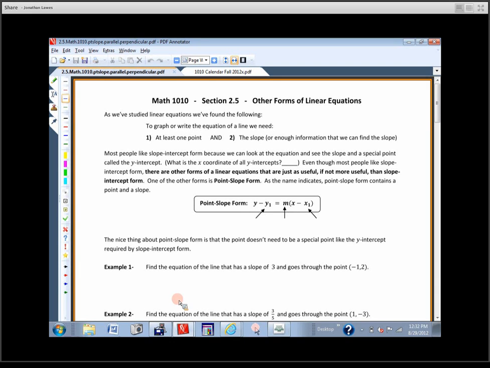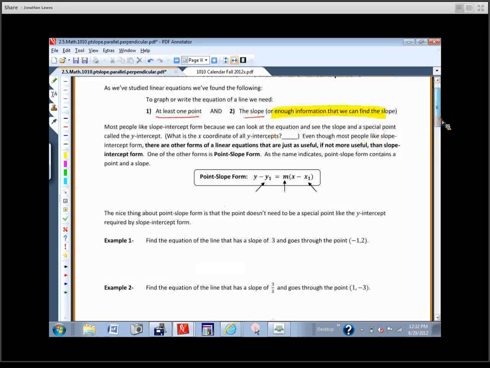Okay, so just a quick review. We've been spending a lot of time talking about linear equations. If we're going to graph an equation of a line or write the equation of a line, we need two things. Please don't forget these. You've got to have at least one point, and then you've got to have the slope, or sometimes they give you enough information that you can find the slope. And this phrase right here is going to be really important. Sometimes they won't give us the slope, but they will give us enough information that we can figure it out.